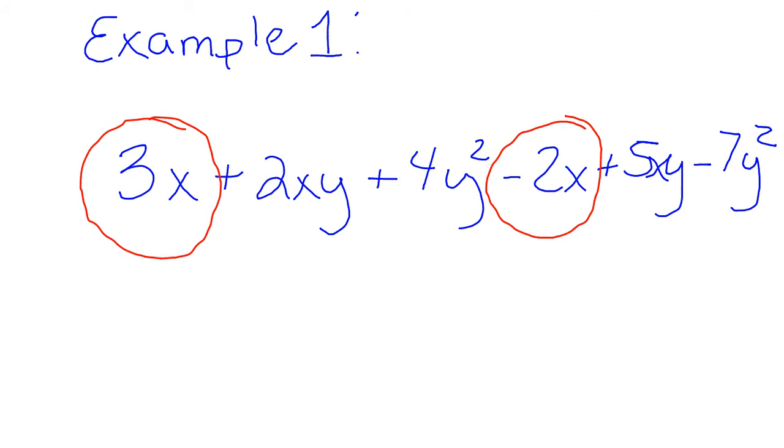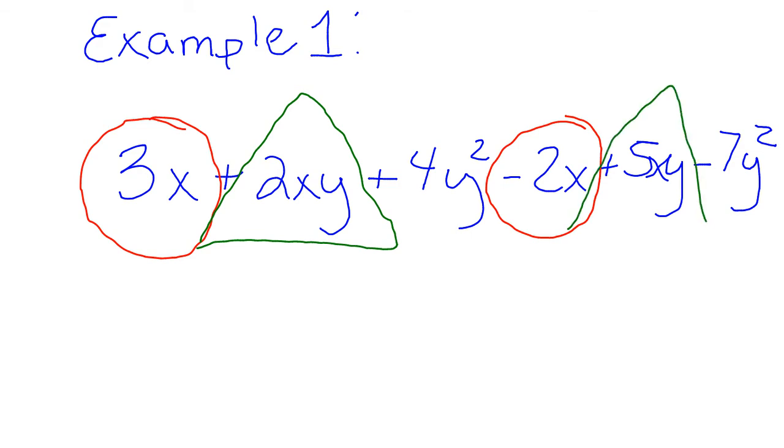And then we're going to put a triangle around the xy terms. So we have a positive 2xy and a positive 5xy. And then lastly, we have our y squared terms. We have a positive 4y squared and a negative 7y squared. So now we're going to go ahead and combine these.